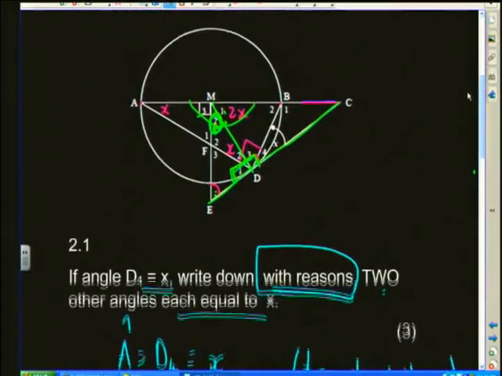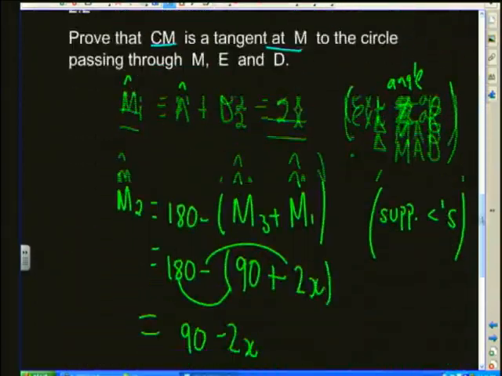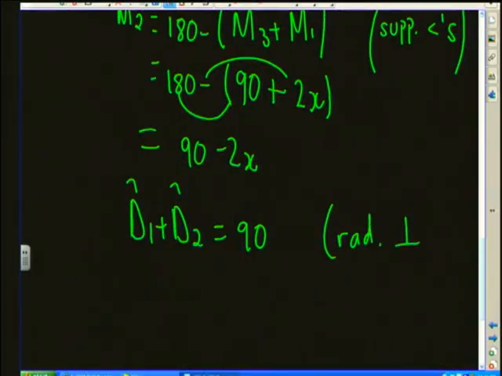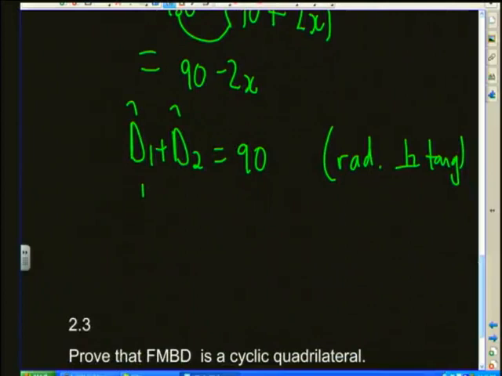All right, now that I've got M2, I'm going to state angle D1 plus D2 is equal to 90 degrees, and the reason for that is radius perpendicular to tangent. Okay, so now I can say in triangle MDE, angle E is going to be equal to 180 minus the sum of the other two angles in the triangle.